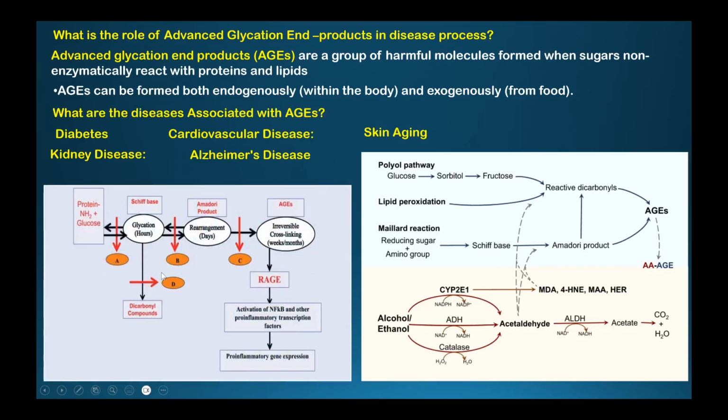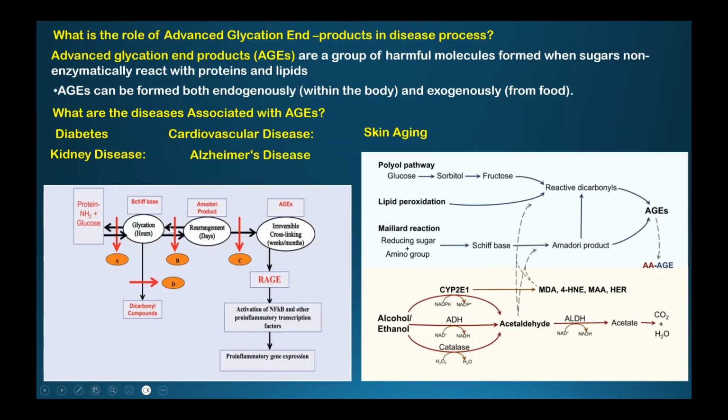And the stages it goes through: protein plus glucose combine to form glycation. This happens within a few hours, and that is called the Schiff base. So whenever you have constant excess sugar in your body, the first thing that happens is that the reducing sugar combines with protein or lipid, the glycation, and then it goes into a rearrangement called the Amadori product that takes days, and finally after weeks or months they become irreversibly cross-linked, so it's gradual.